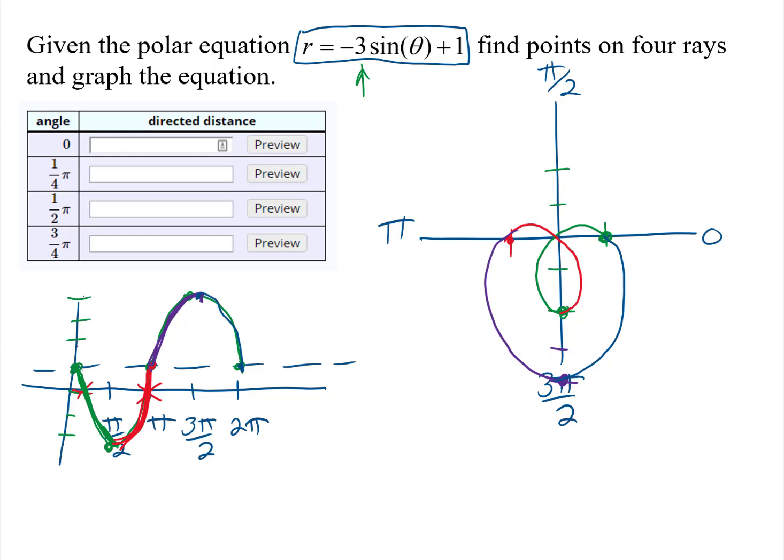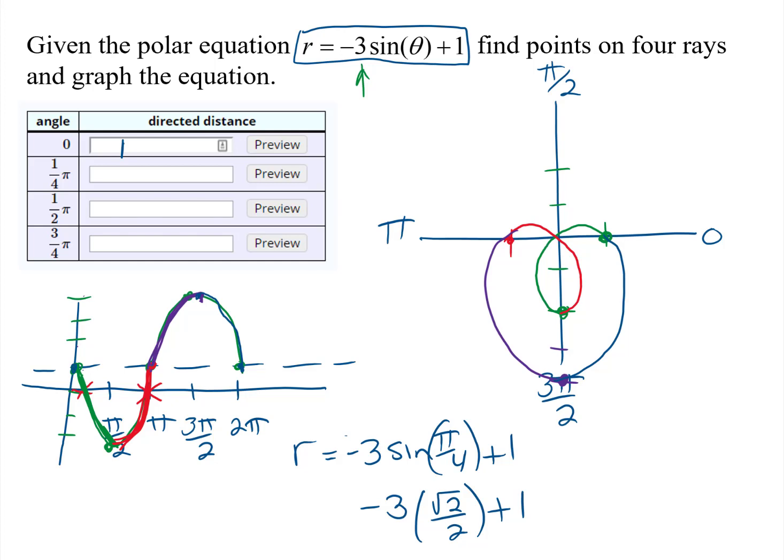Now let's go ahead and answer our questions. At 0, well, we can look here and see we are at 1. At pi fourths, now I don't have pi fourths calculated here, so I'm going to take the equation and put in pi fourths. So negative 3 sine of pi fourths plus 1. So negative 3, the sine of pi fourths is square root of 2 over 2, plus 1. So I'm going to put that in as negative 3 square roots of 2 over 2 plus 1. Now at pi halves, I do have that value here. I am at negative 2.